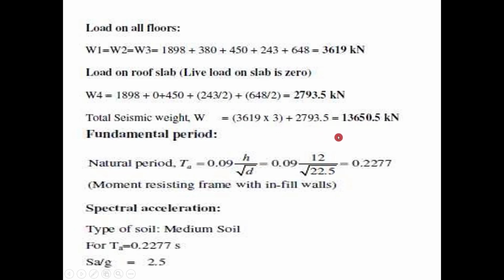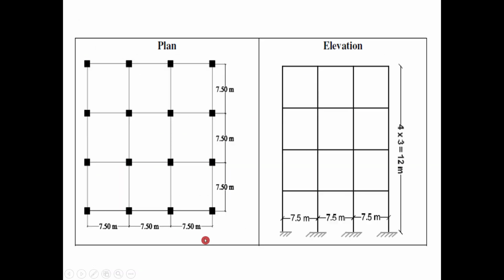So the total seismic weight is obtained by adding: we have 3 floors, so 3619 into 3 plus 2793.5 will give 13650 kilonewton. You can find the fundamental period as a moment resisting frame. It's the third equation which we discussed in the previous video. 0.09 into h over square root d will give 0.2277, and the spectral acceleration Sa by g from the graph or chart is based on the medium soil.